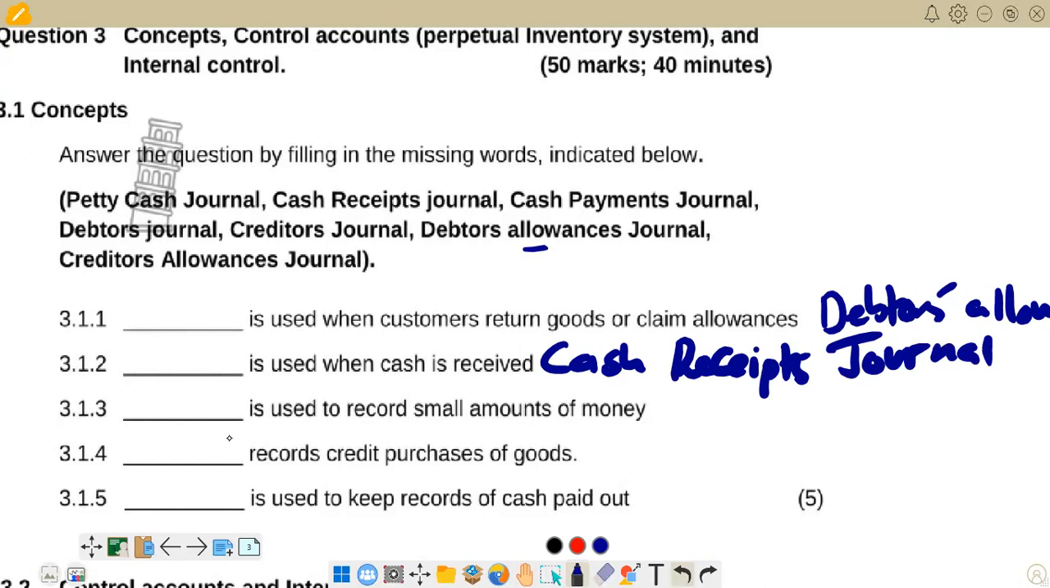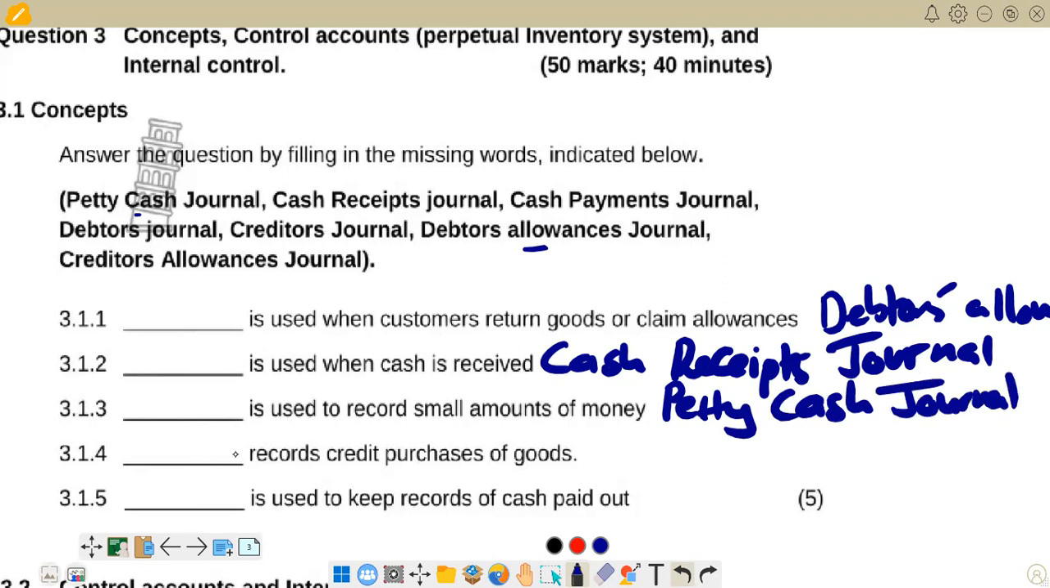That's 3.1.2. Then the next one, dash is used to record small amounts of money. We know that small amounts of money are petty amounts, and obviously we are going to record that one in the petty cash journal here. So we have the petty cash journal.